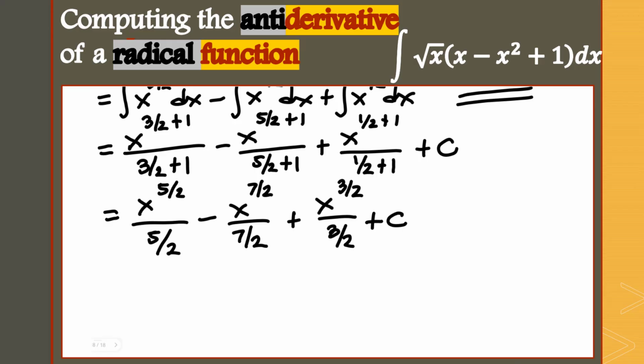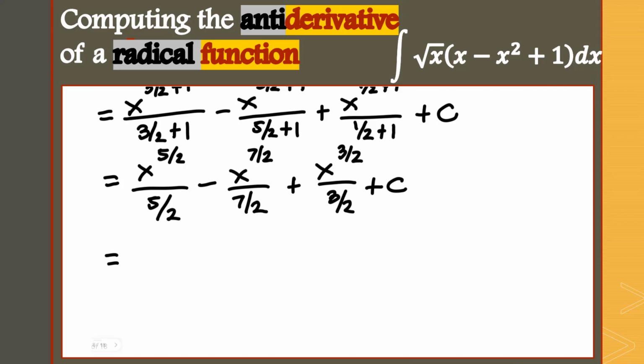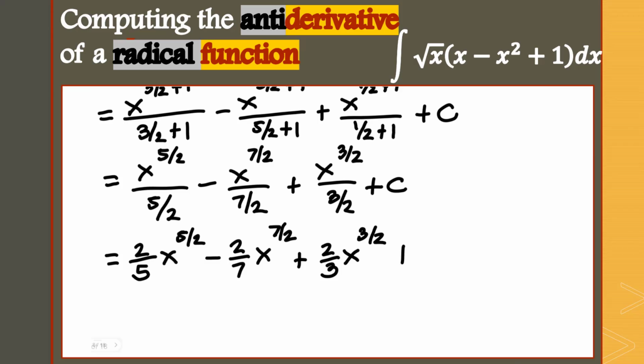Now, since all of the denominators are actually expressed as fractions, we can reciprocate them and make them our coefficients. So the reciprocal of 5 halves is 2/5, x to the power of 5 halves. Then minus 2/7, x to the power of 7 halves. Then plus 2/3, x to the power of 3 halves plus c. This is supposedly acceptable for most because we already have here the final form.